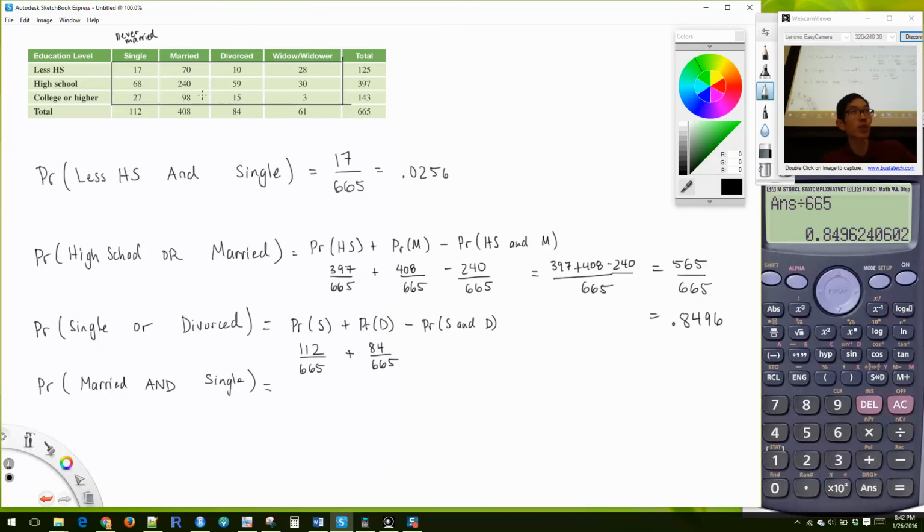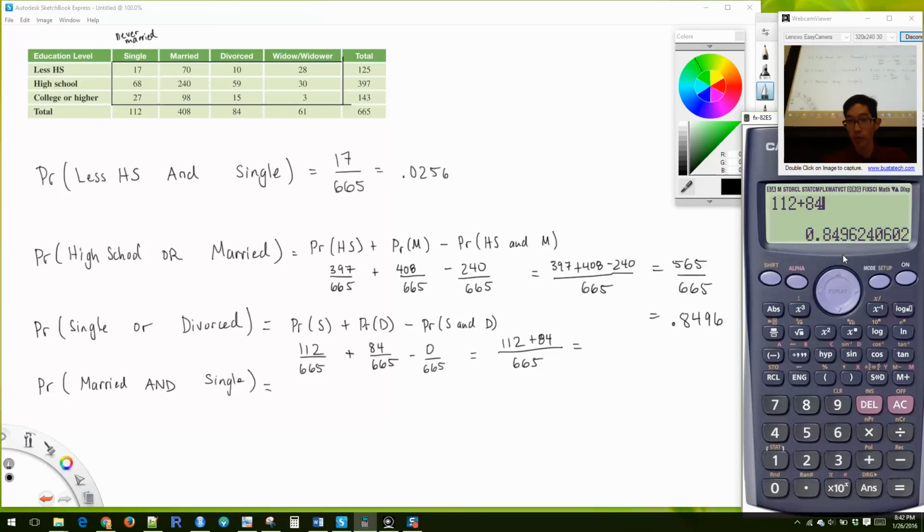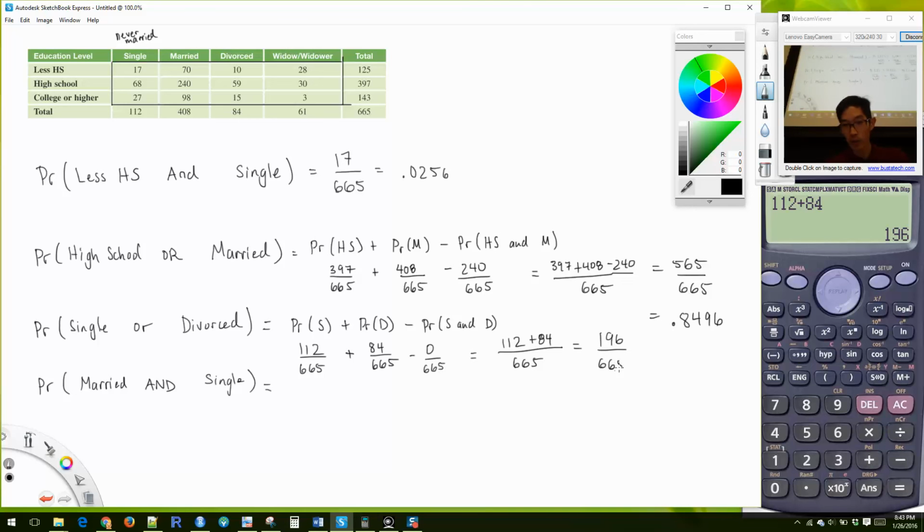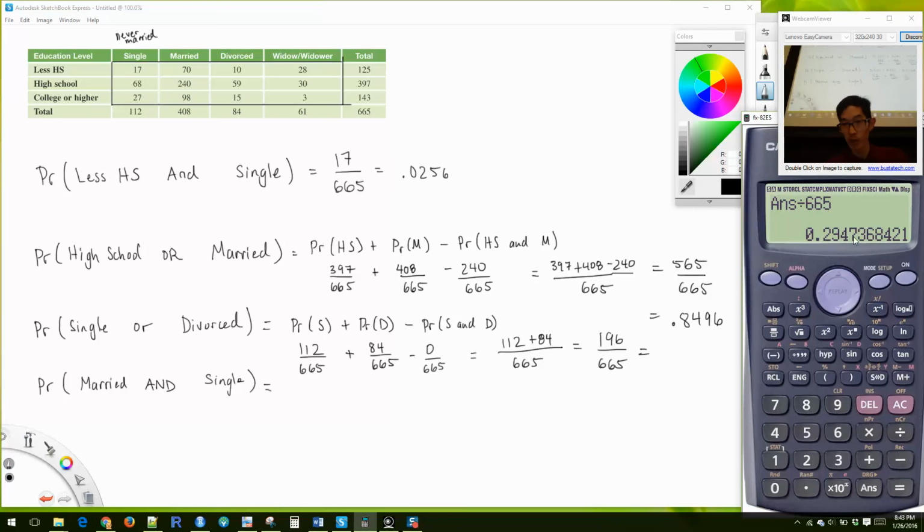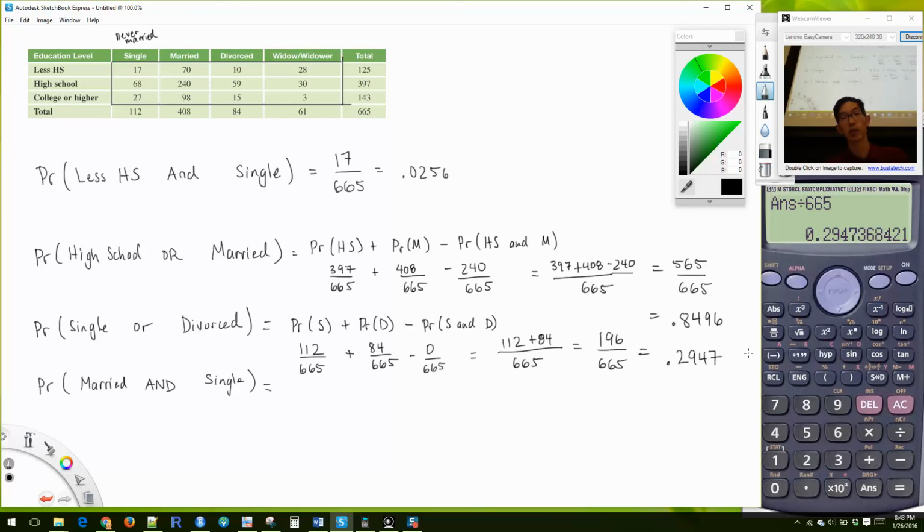And can someone answer the survey and say I belong in this column and this column? No, okay? Yes, it is possible, I mean, if you are divorced and you haven't remarried, then you are technically still single, but the way this survey is set up, this should be single, never married. So you should not show up twice in the same table here. So there are 0 people that are in both the single and divorced columns. You cannot be in both of those columns, so we just subtract off the 0. In this case, it's just 112 plus 84 over 665, which is 196 divided by 665, and we get 0.2947. How do we feel about that?